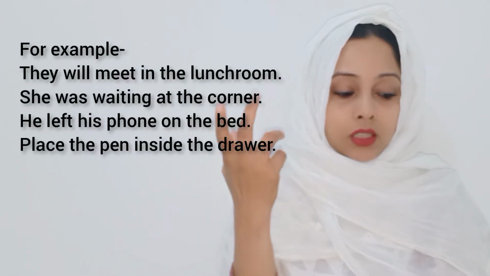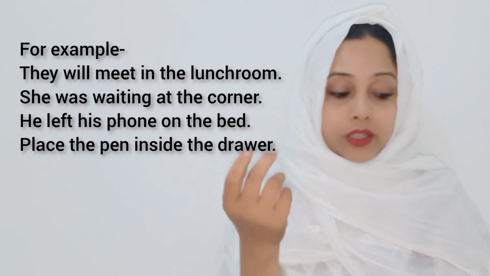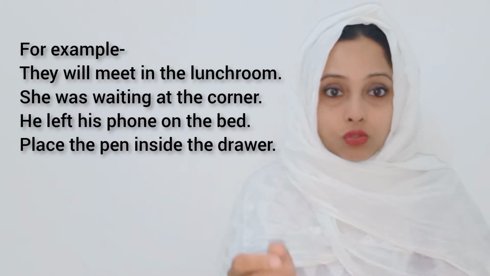We can use them in examples like: they will meet in the lunchroom, she was waiting at the corner, he left his phone on the bed, or placed the pen inside the drawer. So this is the way we can use these prepositions, and in all these sentences they show the place of something. Okay.